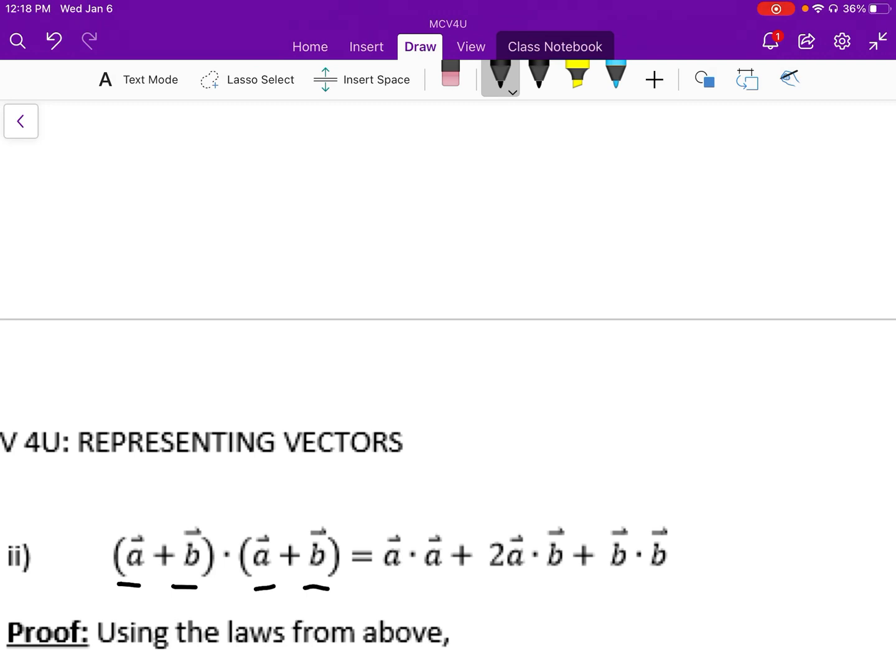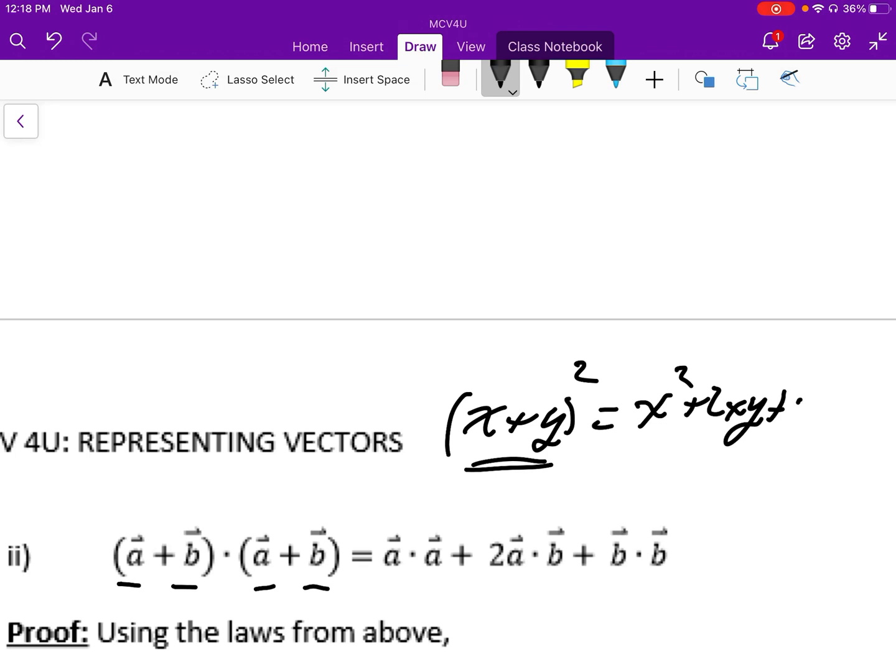This one is very, very similar. If you can liken this to, let's say, (x + y) squared, we have the x plus y times the x plus y, and you know that that's x squared plus 2xy plus y squared. We're going to show that it's very, very similar using the dot product inside there.